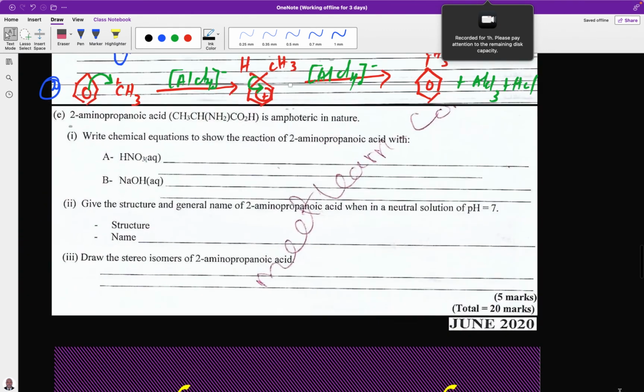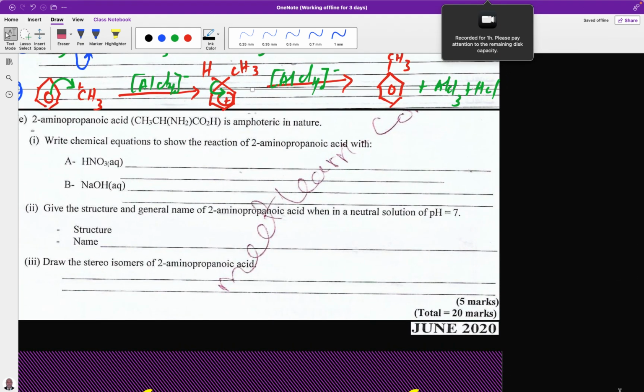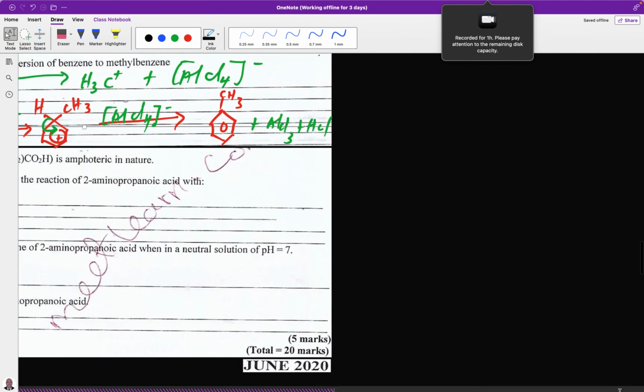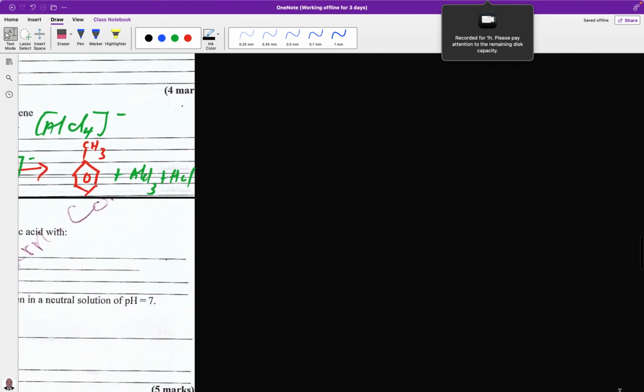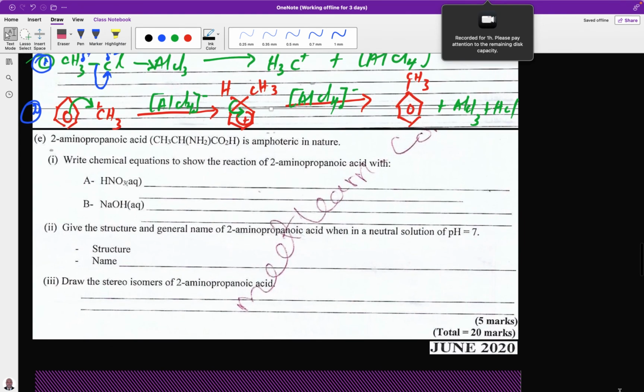Okay, again, let's go. Part E says: 2-aminopropanoic acid is amphoteric in nature. Write a chemical equation to show the reaction of 2-aminopropanoic acid with nitric acid. You know, aminopropanoic acid has two groups: the amino group and the carboxylate group.